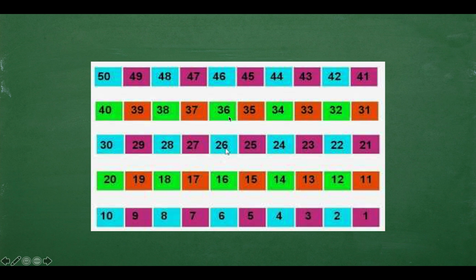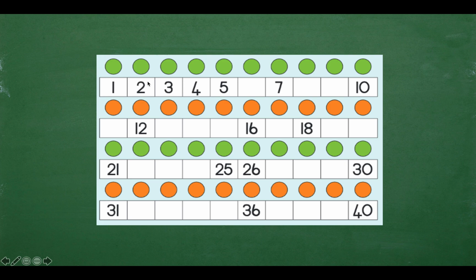Same thing up here with 36. What number comes before 36? It's 35. And then with 50, what number comes before 50? 49. So if I were to be counting forwards, I go 49, 50. But since I'm counting backwards, I'm counting 50, 49. Let's practice. First, let's count forwards.